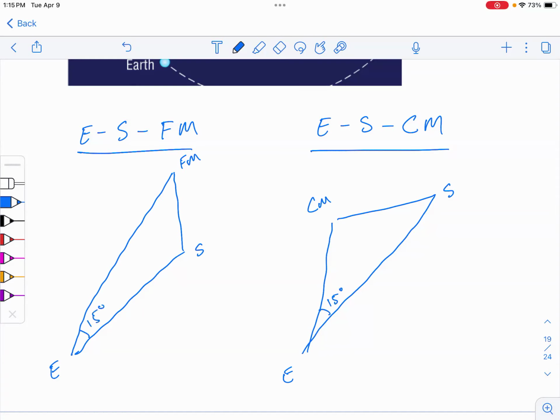We're told that angle is 15 degrees, and this is 150 million. This one is 58 million-ish. This becomes our two triangles. Now, here's the weird thing. I have two different looking triangles. Is any of the info different on them? No. Which means, are both these triangles going to be valid?